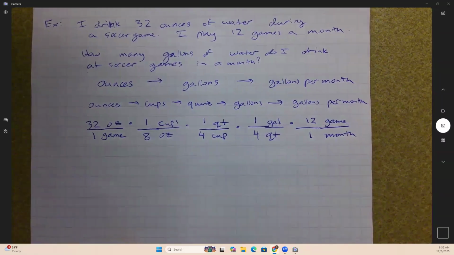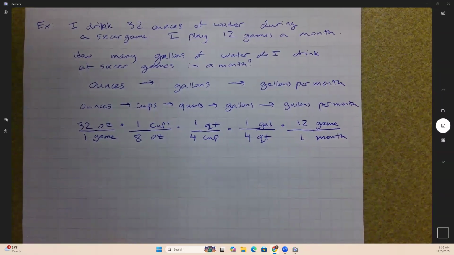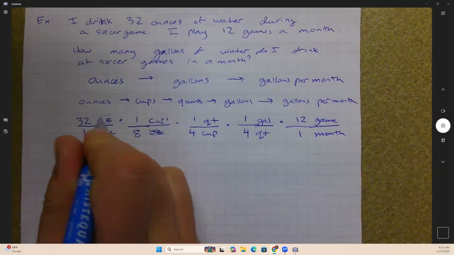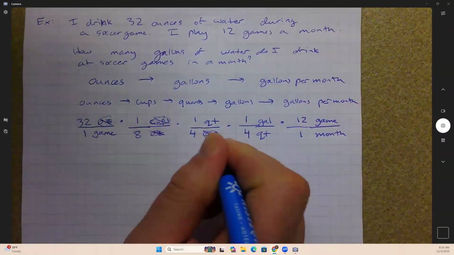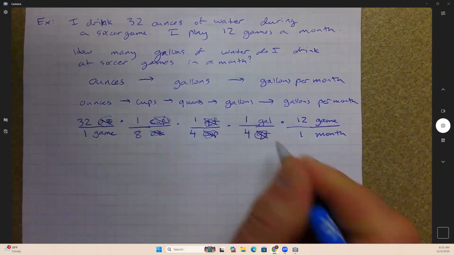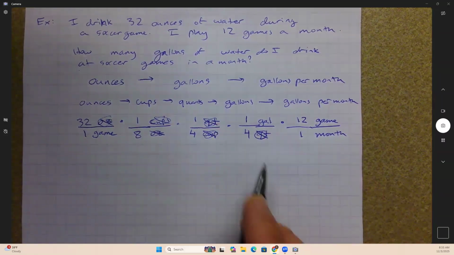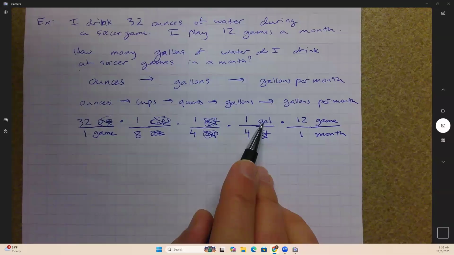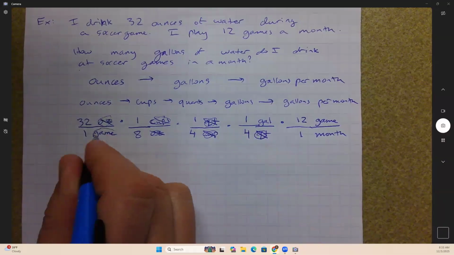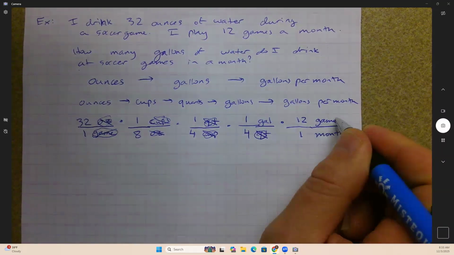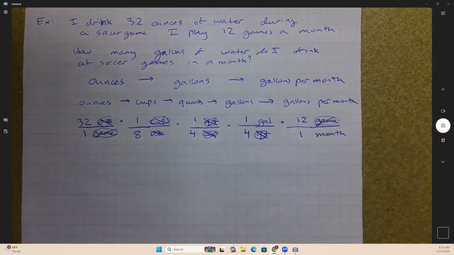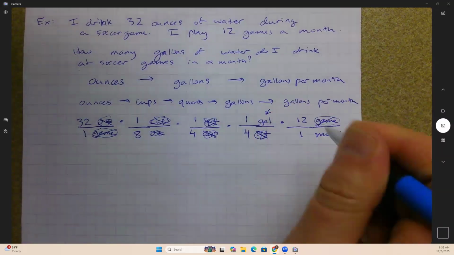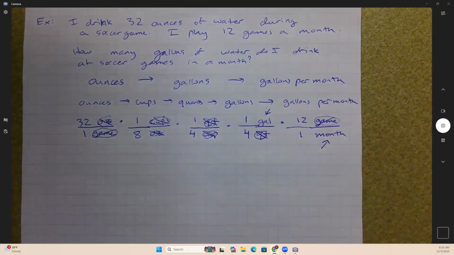A long chain of conversions with a lot of units, but everything's going to cancel except the gallons and the months. So here's ounces, those cancel. Here's cups, those cancel. Here's quarts, those cancel, leaving me gallons. And then I had 32 ounces per game on the bottom, but now I have 12 games per month on the top, and those cancel. So I'm left with gallons and I'm left with months.